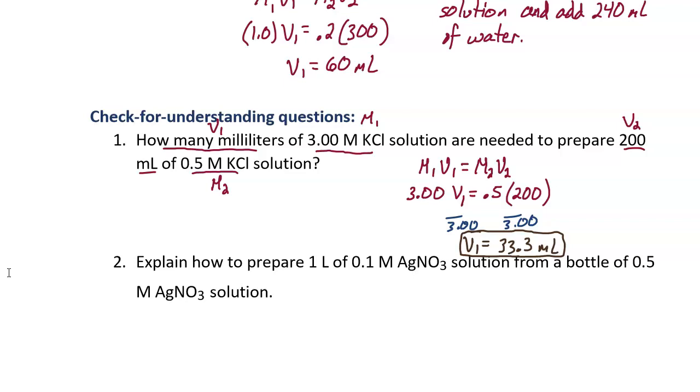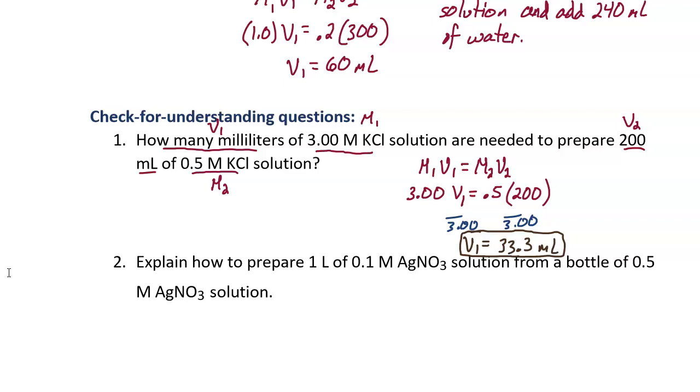I've written the formula M1V1 equals M2V2 and made the substitutions. Dividing by 3.00 on both sides, we'll get the V1 alone. And the result is 33.3 milliliters.